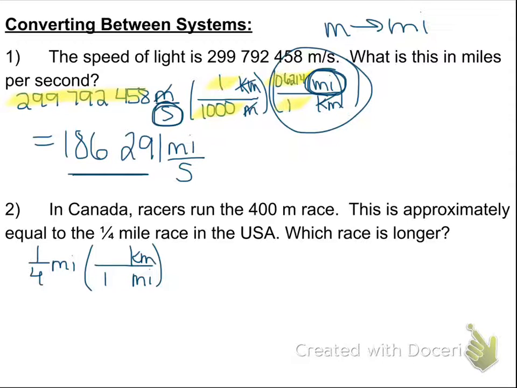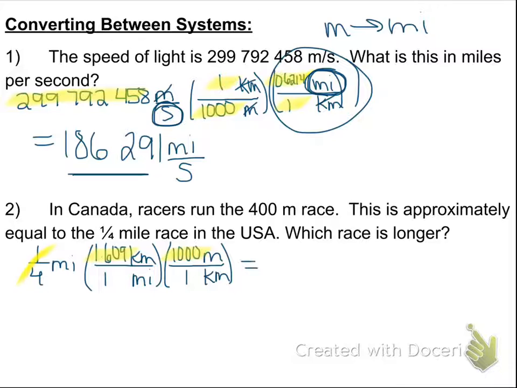So we have 1 mile is 1.609 kilometers. But again, we don't want to end up with kilometers, so we also want our kilometers to cancel out, and we want to change it to meters, and 1 kilometer is 1,000 meters. So again, we take our quarter mile, multiply by 1.609, and then also multiply by 1,000.